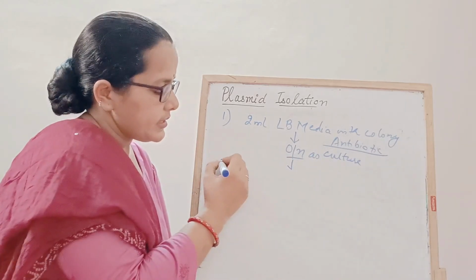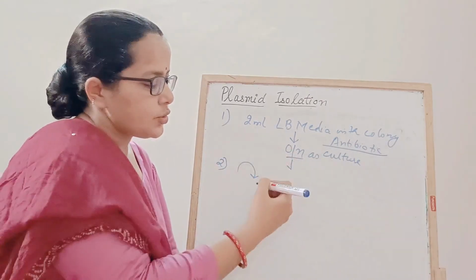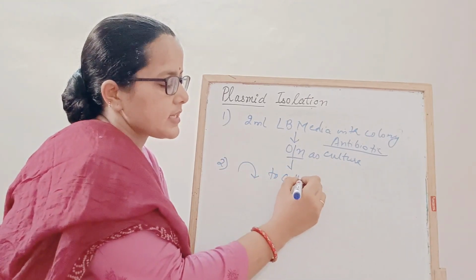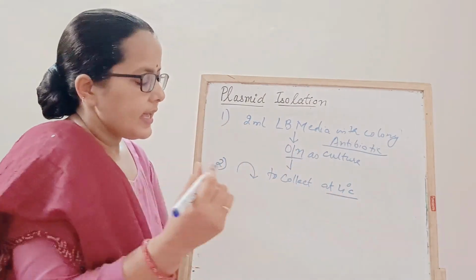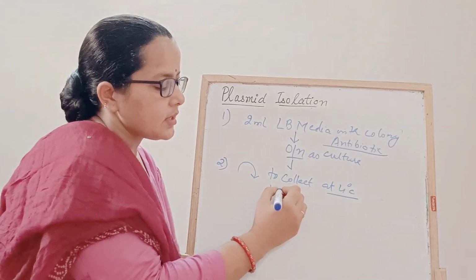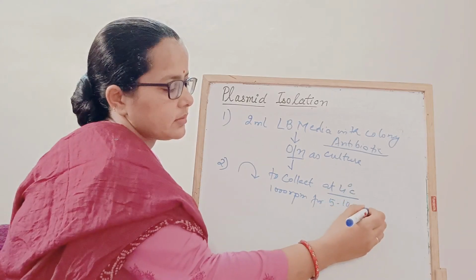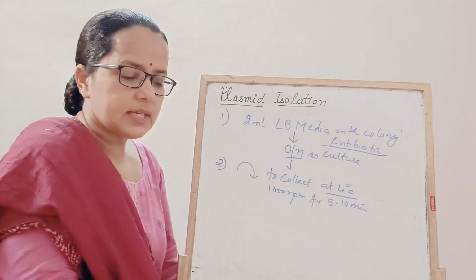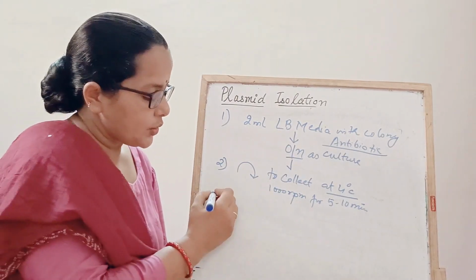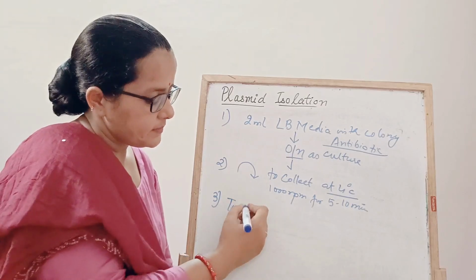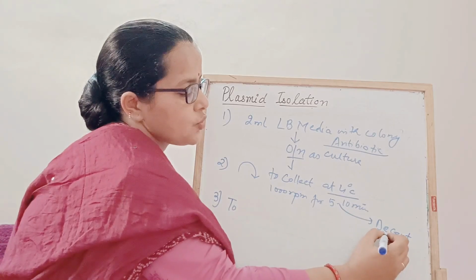The second step: the next day, you centrifuge to collect all the cells. At 4 degrees, collect the cells; centrifugation should be done at 1000 RPM for 5 to 10 minutes. Once you have collected the cell pellet, decant the supernatant.